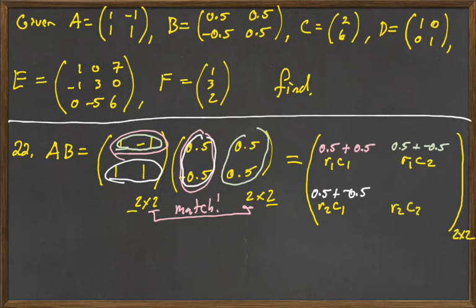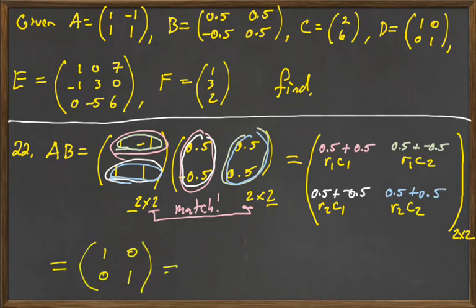And finally, row 2, column 2. So row 2 times column 2. 1 times 0.5 is 0.5, plus 1 times 0.5 is 0.5. And then we'll go ahead and simplify that down. And that is also the 1, 0, 0, 1, that's the identity matrix for 2 by 2.